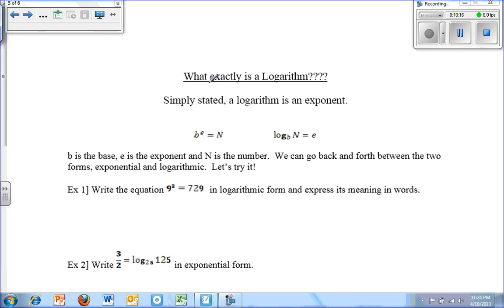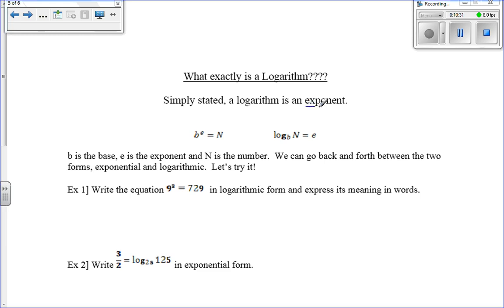Well, what exactly is a logarithm? We really didn't say what a logarithm is. I just told you we'd be working with something that's the inverse of an exponential function. But a logarithm is an exponent. Nothing more, nothing less. It is an exponent.